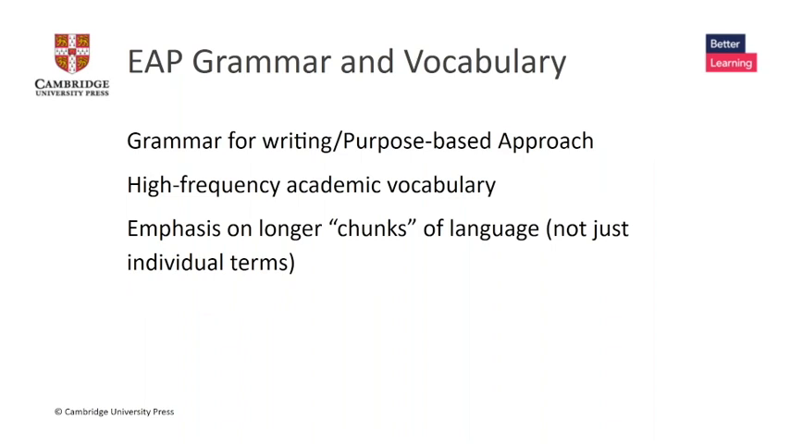In terms of EAP grammar and vocabulary, there tends to be a focus on grammar for writing and a purpose-based approach to teaching grammar. And this is different from other ESL programs that might focus their grammar on the level. So for example, perhaps a program will teach the present progressive in an advanced beginner level because they feel that's a grammar point that's right for the level. In EAP, we tend to pick the grammar point for what we're asking students to write, and I'll give some examples of that in a minute. We also focus on high frequency academic vocabulary and on longer chunks of language, not just teaching individual terms. And I'll give some examples of that in just a moment too.